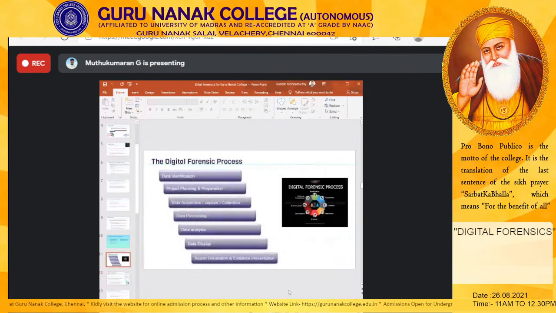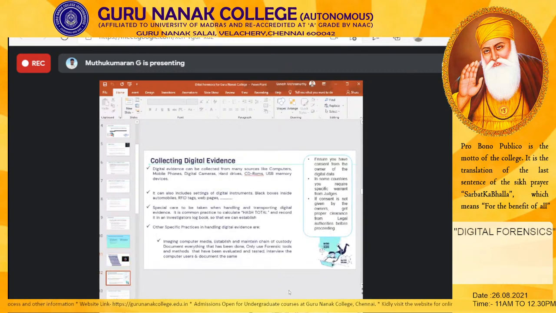Collect, as I said, the data identification and project is a planning stage where the digital investigator needs to plan what exactly is to be done. And let's just go into collecting digital evidence, what a forensic investigator does. Once he gets into the crime scene, he has to collect data. As I said, he should know what he requires to collect.